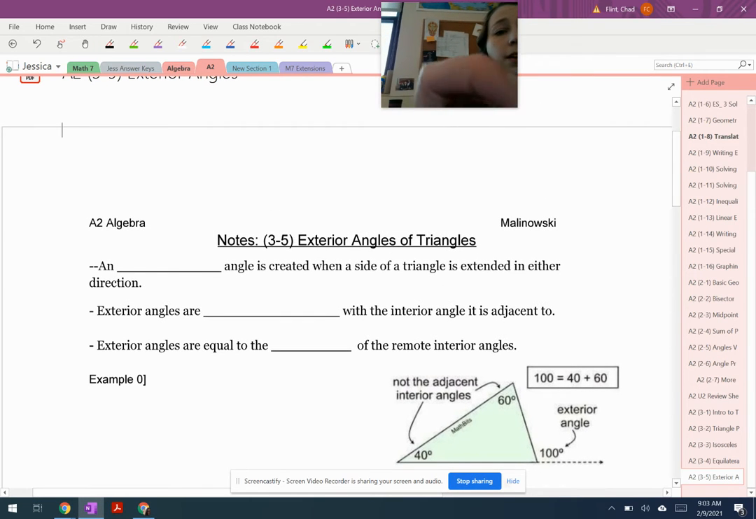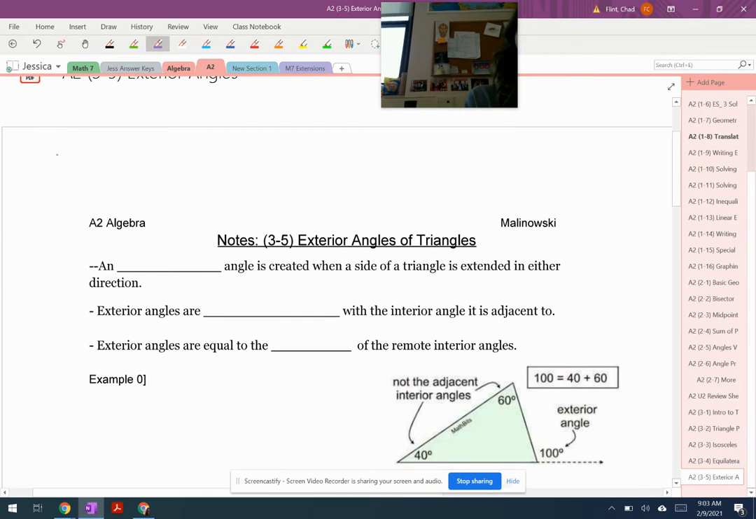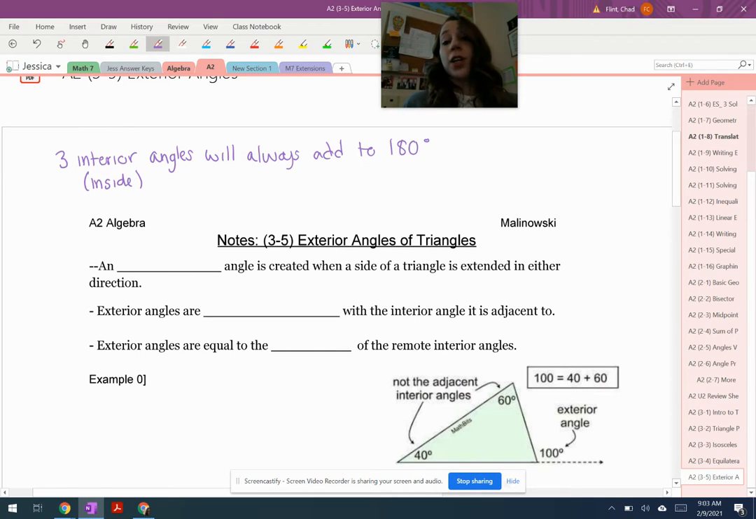Remember, and let's jump back up to the top for a second. Remember that the three interior, or inside, angles will always add to 180, right? We've been using that fact for all 4 lessons so far.